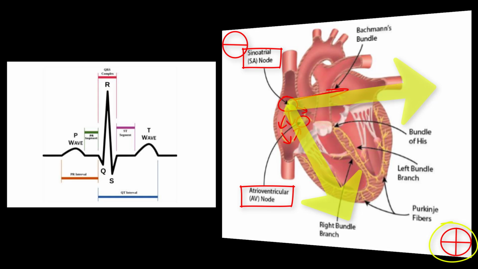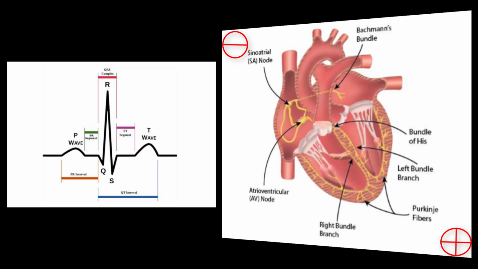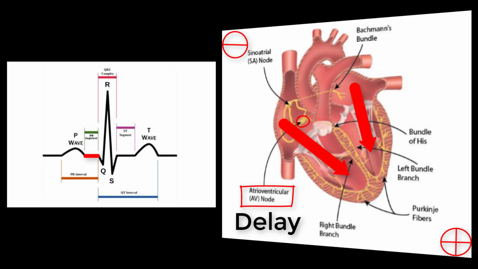Now, during the PR segment, when the atriums are contracting, notice how there are no electrical impulses being sent, hence the isoelectric wave that we see. This is because of something called the AV node delay. The AV node will actually delay the signal that was sent from the SA node. This is a good thing. This allows the atriums to fill the ventricles with as much blood as possible before they begin to contract.